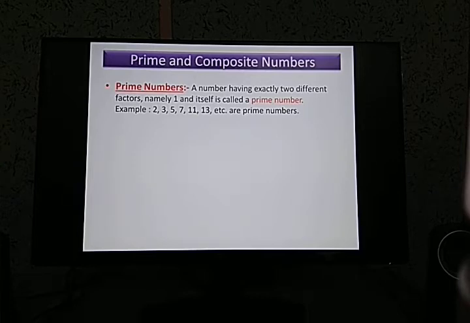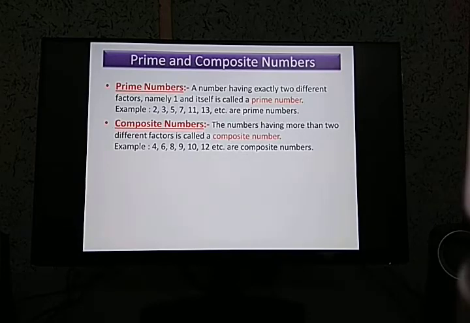Clear? And what are composite numbers? Definitely this is just the opposite of the prime numbers. Those numbers which are having more than two different factors are called composite numbers. For example, you can see here 4. What are the factors of 4? 1, 2 and 4. So definitely here there are more than two factors. Here there are three factors, 1, 2 and 4.